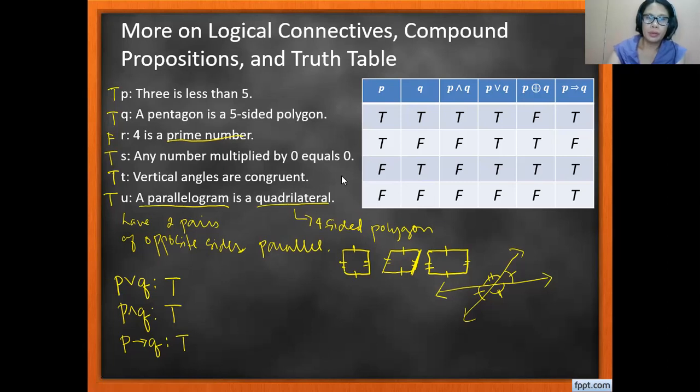How about P and R? For P and R: a pentagon is a five-sided polygon and 4 is a prime number. So what is the truth value of P and R here, class? Anyone?